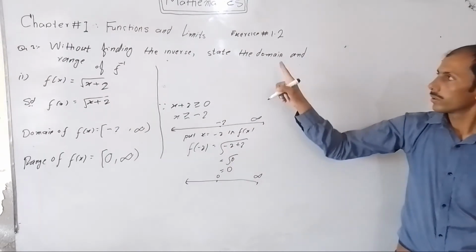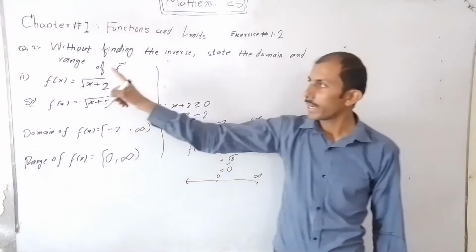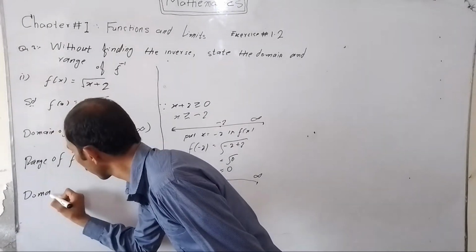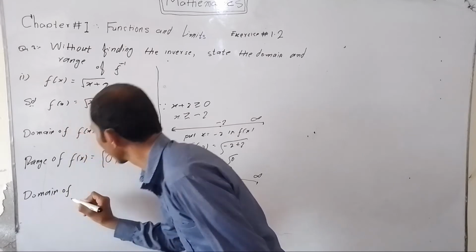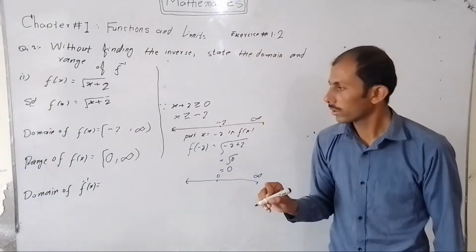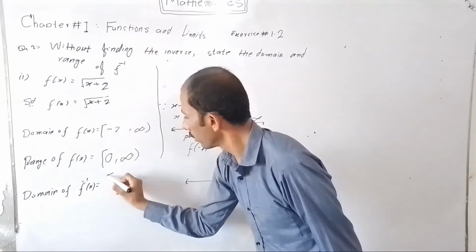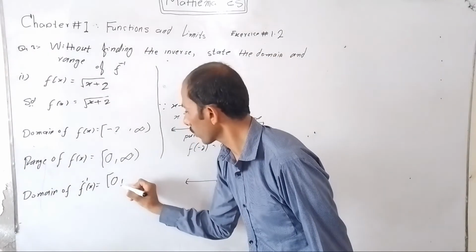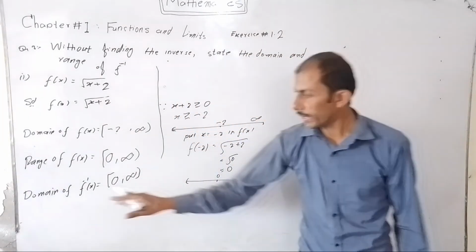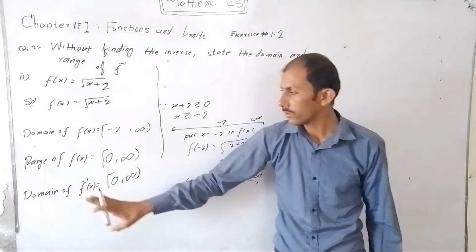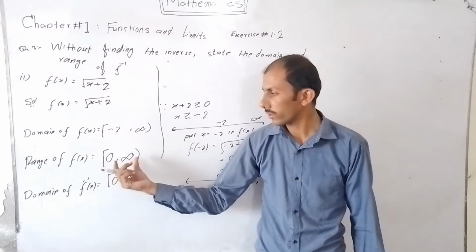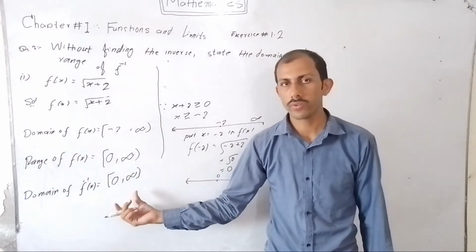Next, state the domain and range of f inverse. So domain of f inverse of x is equal to 0 to plus infinity. Domain of f inverse of x can also be written in the form of the range of the function. Range of function is the domain of f inverse of x.